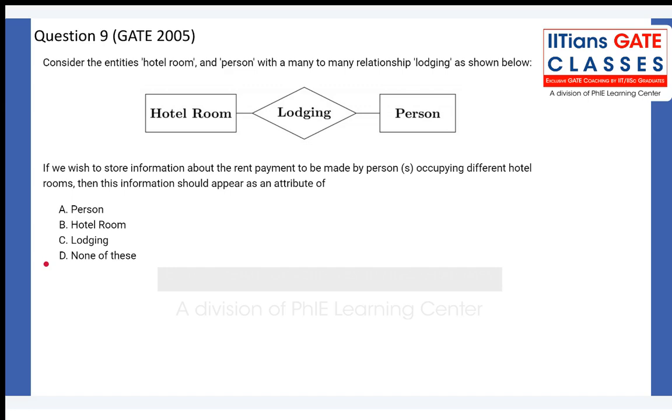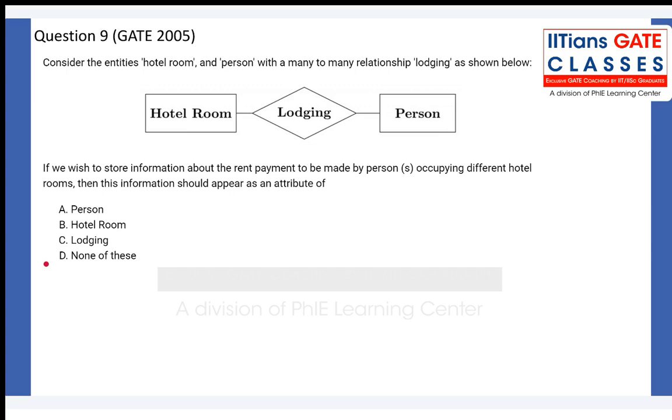If you book a room, let's say this person is you. The hotel room is some XYZ hotel. You go and book a room in that hotel. The rent payment will be associated with the relationship, right? See, don't just agree to whatever I'm saying.